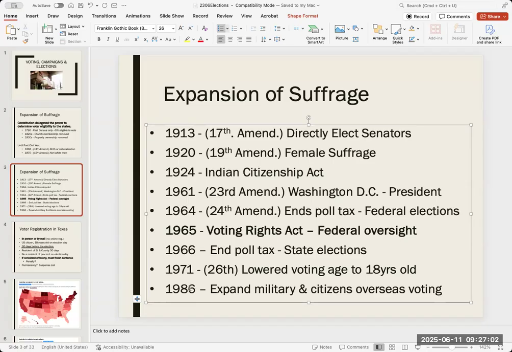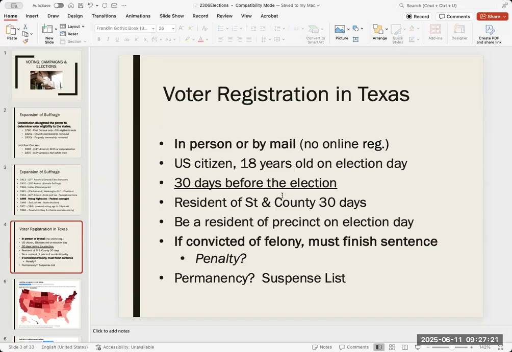The last real expansion of the voting rights was in 1986 when the United States expanded and enhanced the ability for military personnel or citizens living overseas to cast absentee ballots in elections in the United States, even if they're not on American soil. Now, states still have a lot of flexibility when it comes to voter registration. And Texas is one of the strictest states when it comes to voter registration and also voting in general.